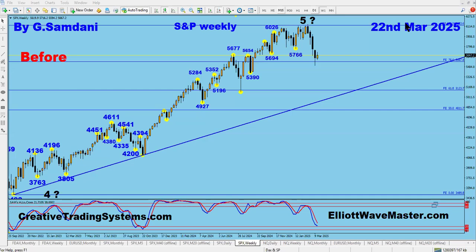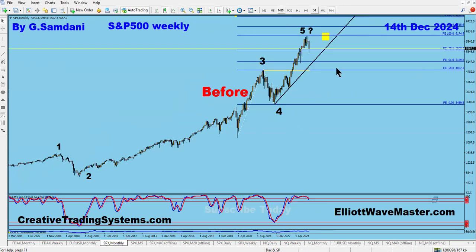I'm making this video about S&P 500 and Nasdaq. So let's get started. This is an S&P 500 weekly chart. This is how the monthly chart looks, right? So we have one, two, big three, four, and I think we have five ended here, and we started to drop.